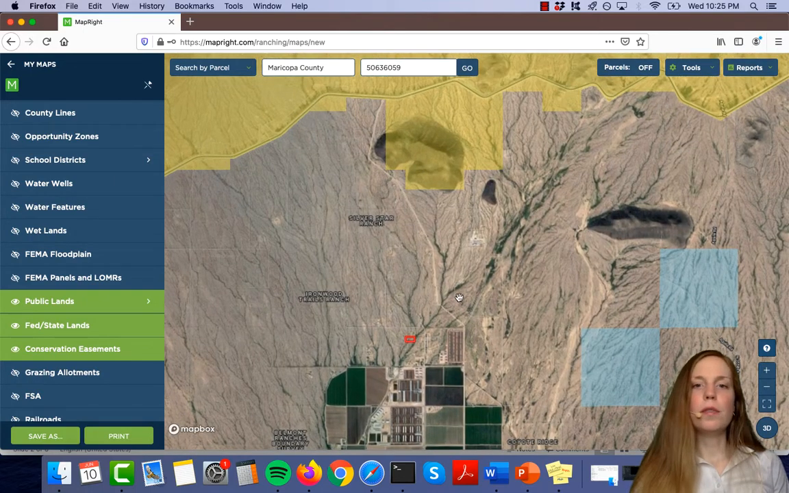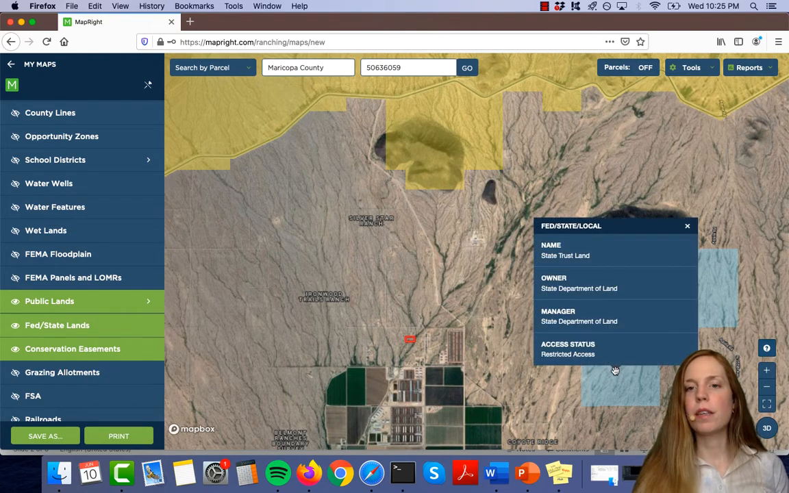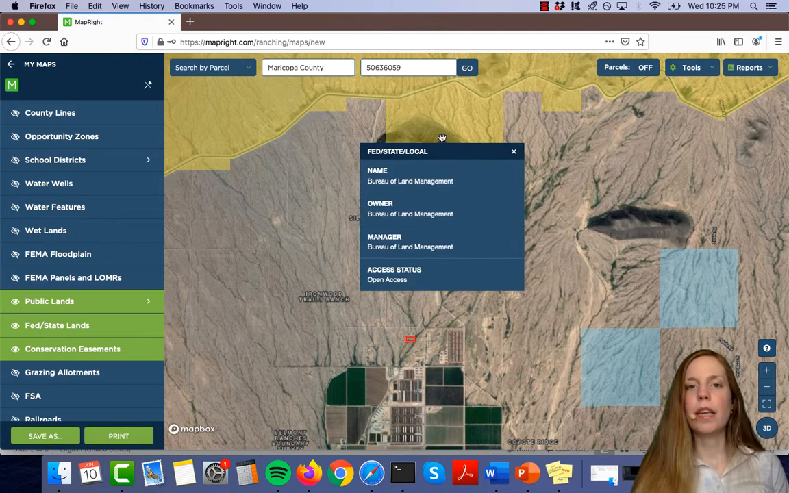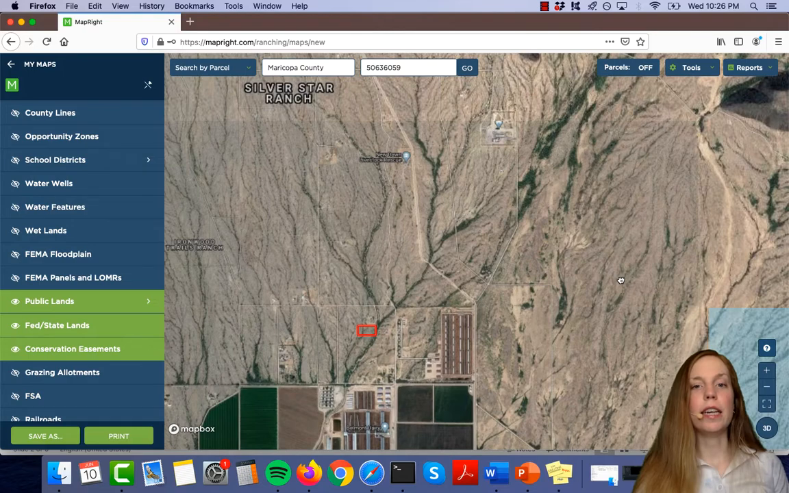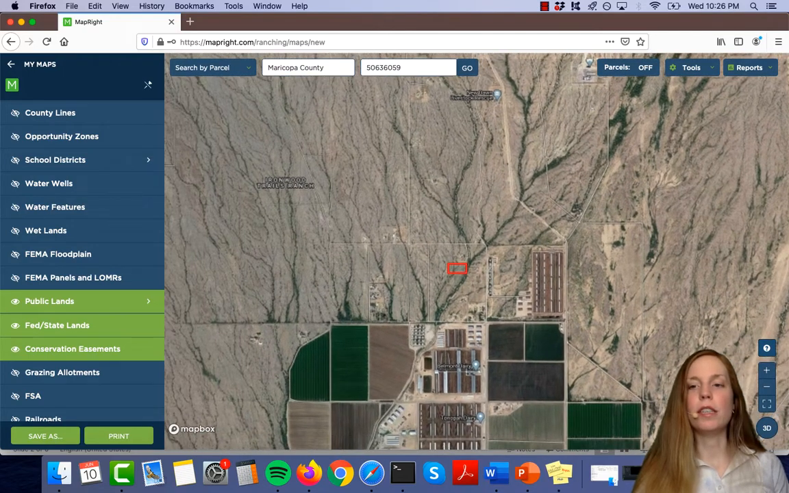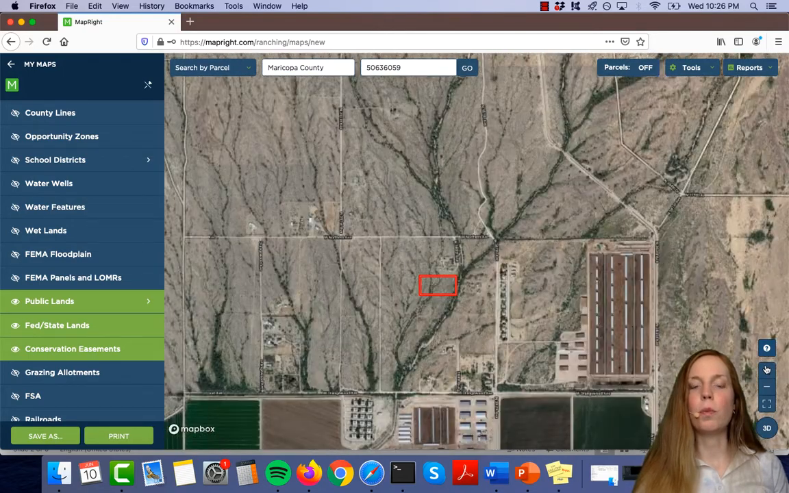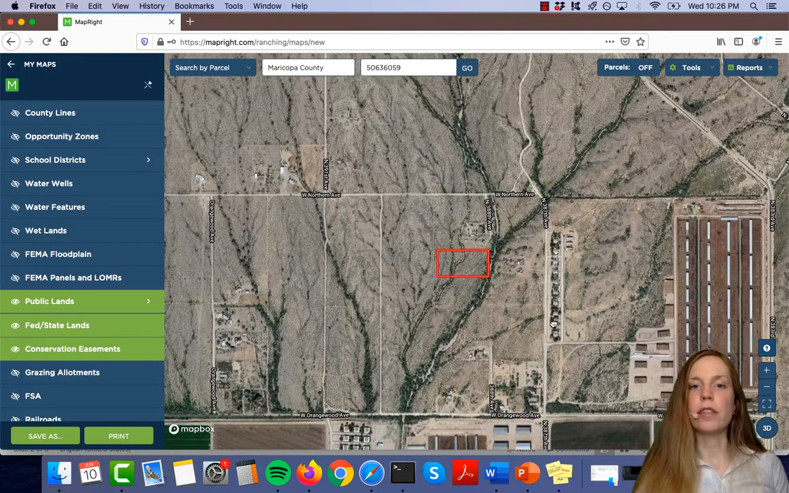So with this feature, you can look up the closest parcels that are owned by some kind of public entity. So in this case, we have some state land or state-owned land over here. And then it looks like we have a ton of BLM land up to the north. And if you're selling land, this is a great feature because you can easily show your buyers where the closest recreational lands are.